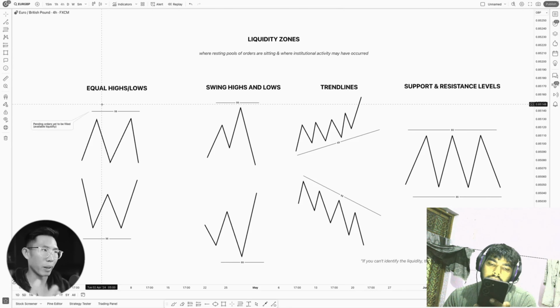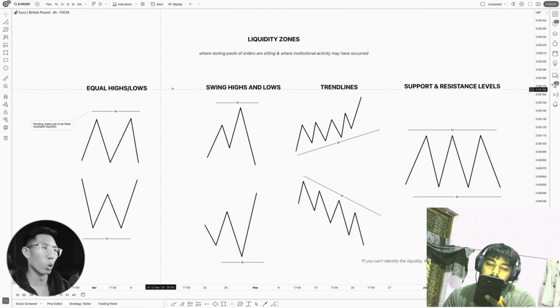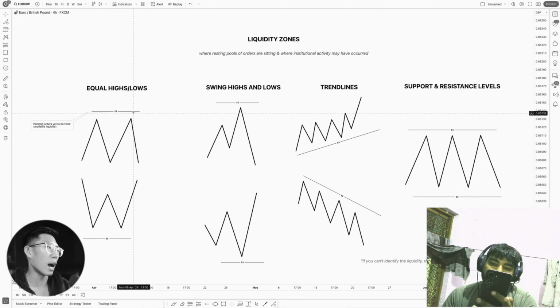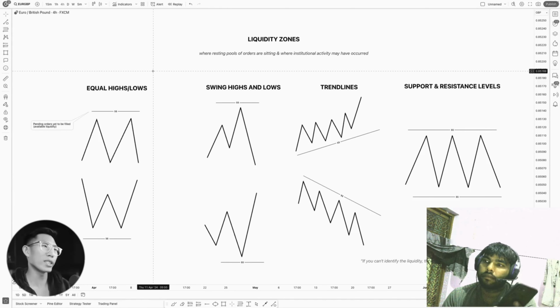So there are a few types of places where there will be a lot of liquidity, right? And those are your equal highs and lows, your swing highs and lows, your trend lines, and your support and resistance levels. If you look at these liquidity zones, you'll realize that these are actually things that retail traders look at. Things like your trend lines, your support and resistance levels, even your double top and double bottom right here. Retail traders are looking at this and they are placing their buy or sell orders based on these patterns that are showing on the charts. And that is exactly why these are pending orders yet to be filled, which give us liquidity. So let's go through one by one.